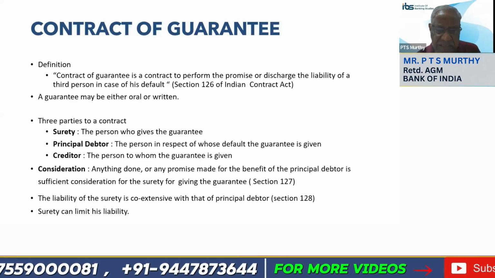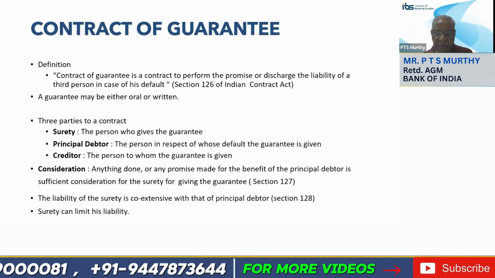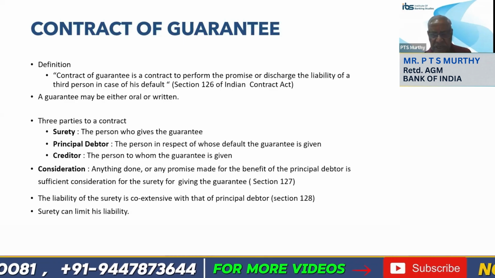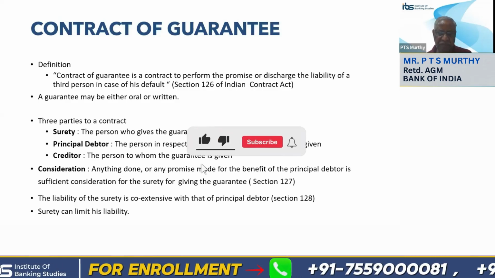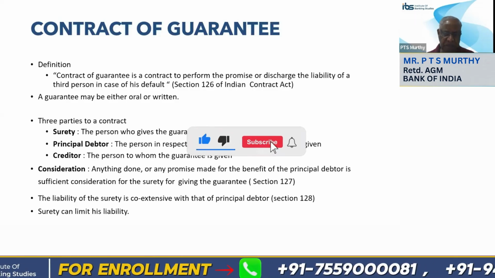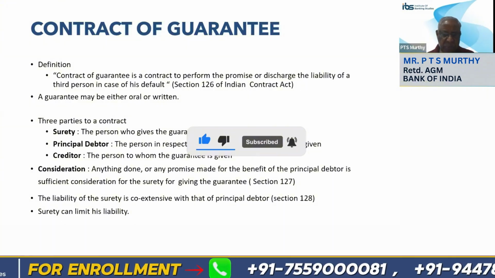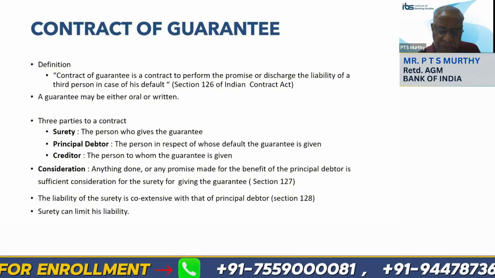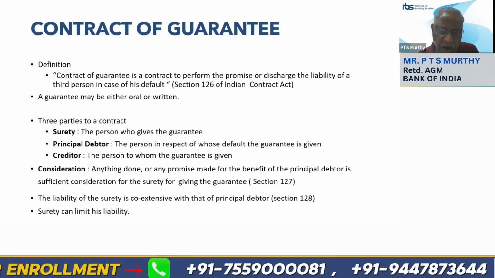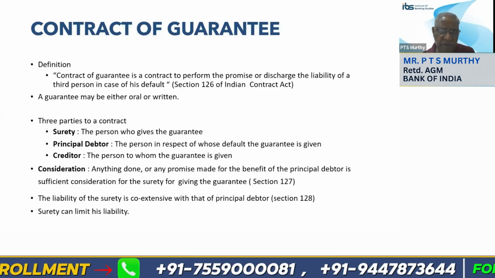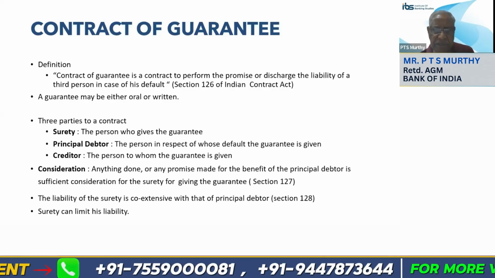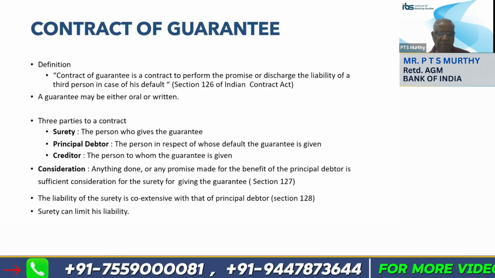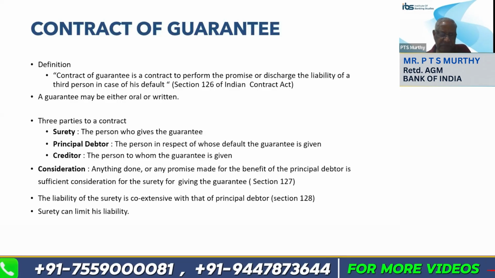Contract of guarantee is a contract to perform the promise or discharge the liability of a third person in case of his default. Now there is a word called third person. Means there are three people involved in a guarantee. In indemnity, only two people are involved, indemnifier and indemnified, whereas in a contract of guarantee, three parties are involved. Simple example we'll give, then we can discuss the parties.